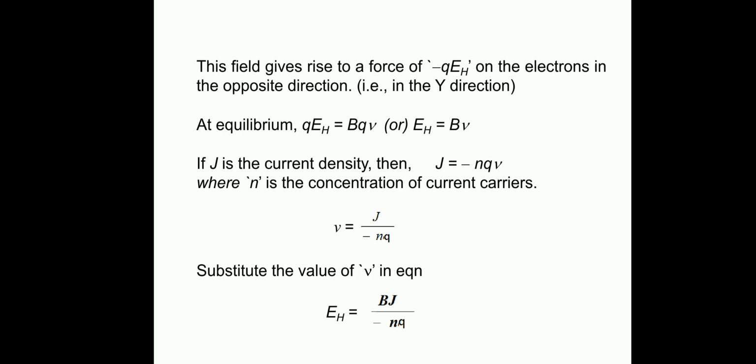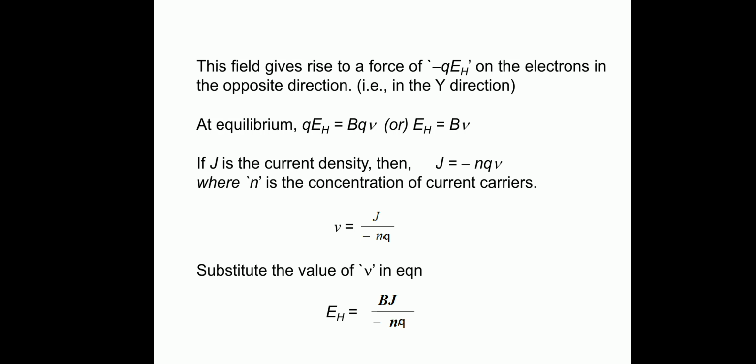And due to this electric field, there should be another force, that is minus QEH, on the electrons in the opposite direction, that is in the y direction. So now the current carrying conductor placed in a magnetic field will produce an electric field EH, and due to this electric field the electrons undergo another force that is minus QEH, and the direction of that force is the y direction. So at equilibrium condition, these two forces, that means the force due to the electric field and the force due to the magnetic field, balance each other.